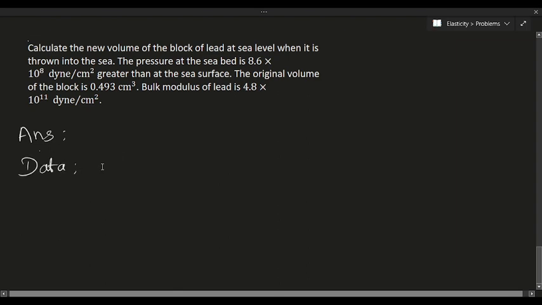The original volume V is 0.493. The length is expressed in centimeter everywhere in all the quantities, so we need not convert this into the SI system. So the change in volume or the final volume that we will calculate will also be in centimeter cube.